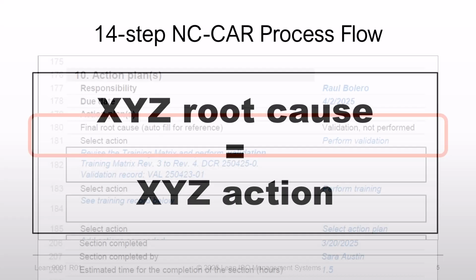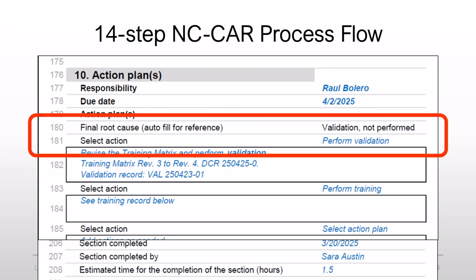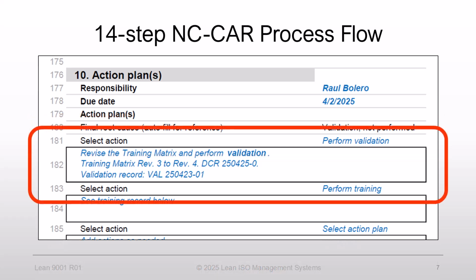root cause. That's why the first step in our action section is always reconciling the root cause with the initial corrective action. In our example, the root cause was a lack of validation, so the initial action was to perform validation. But it didn't stop there. Alongside the unvalidated training matrix, we also discovered that the matrix itself was missing an assigned responsibility. So, our first action became a sequence of events.